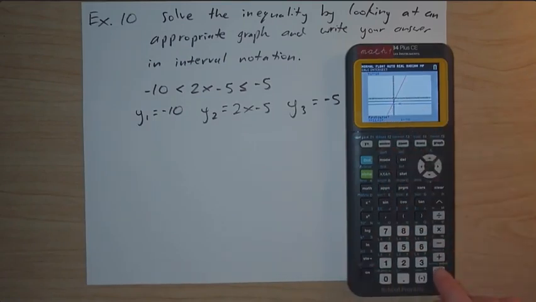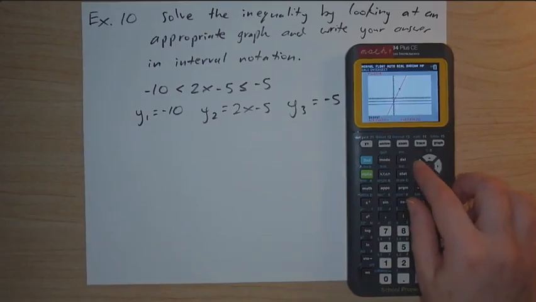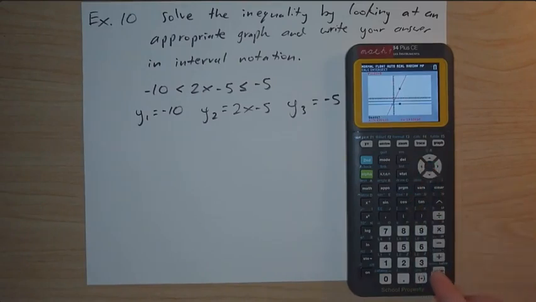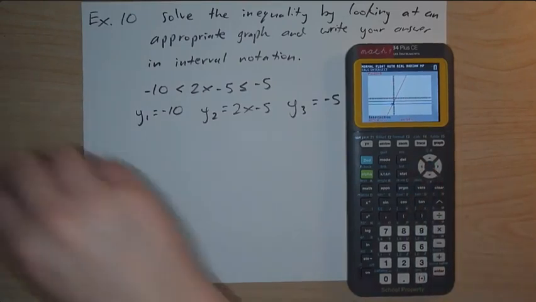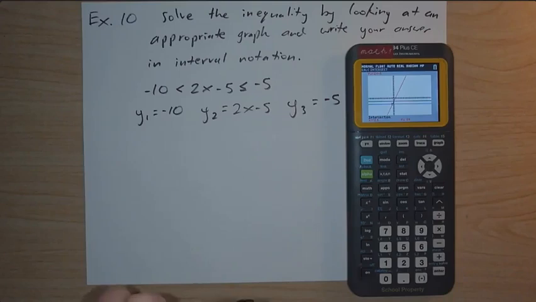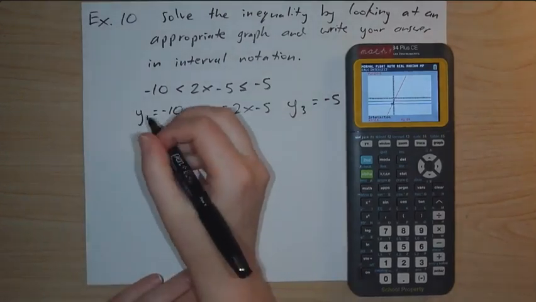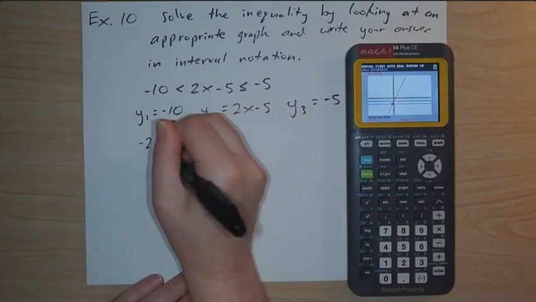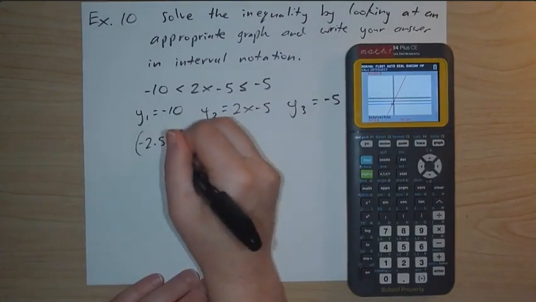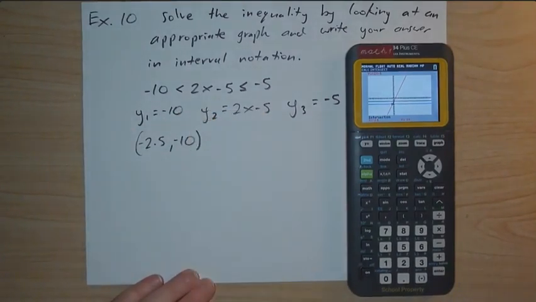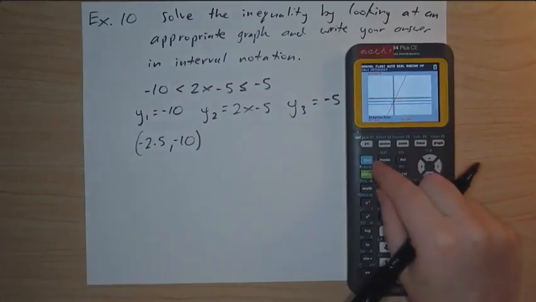So I'm going to do the blue line first. The first curve is going to be the blue. Second curve is going to be the red. And we're going to figure out where the intersection is. So they intersect about right there. So our intersection for these two is negative 2.5 and negative 10. That's what it gives us. And then we're going to do this again.